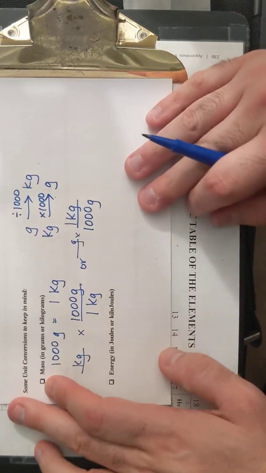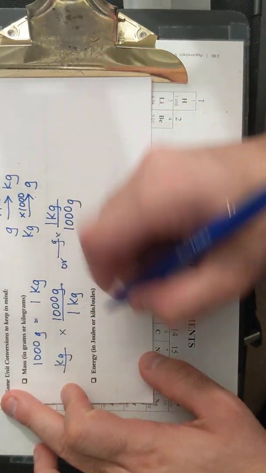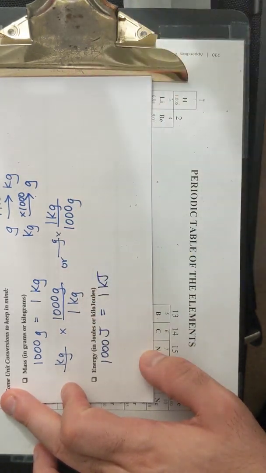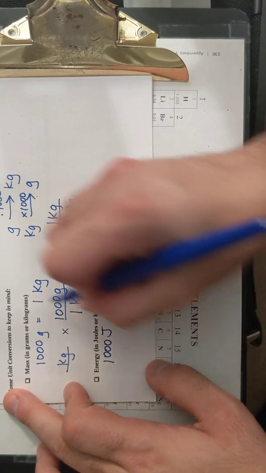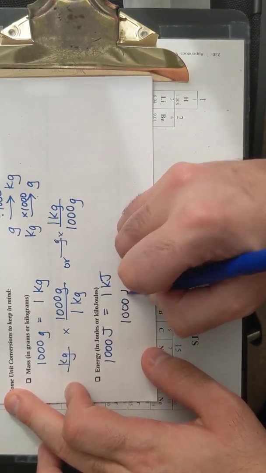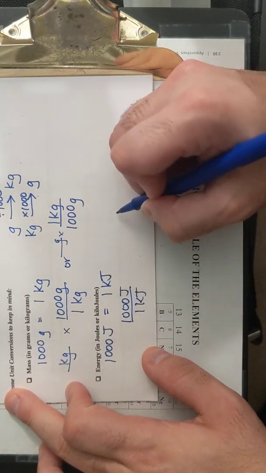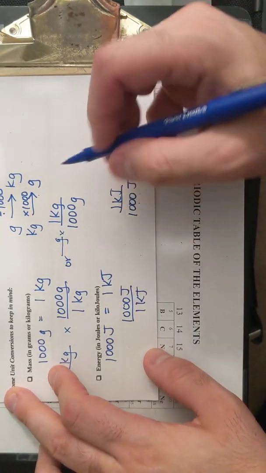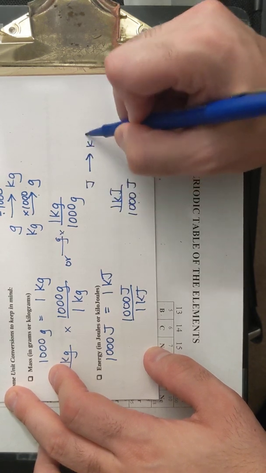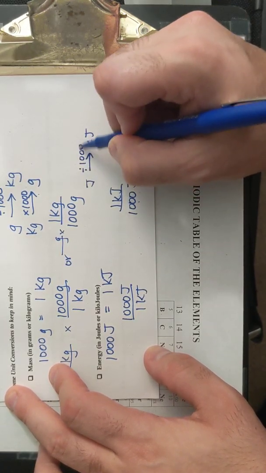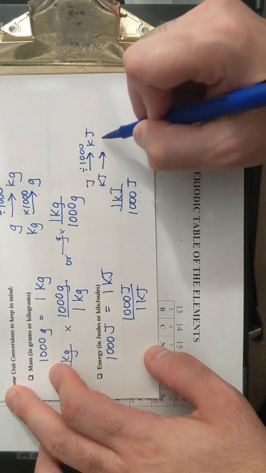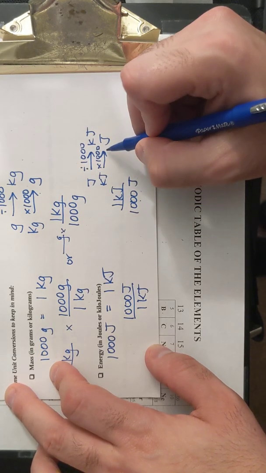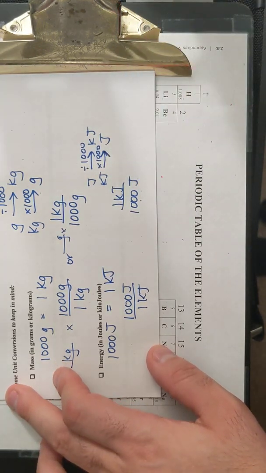Same thing with energy. Energy can be in joules or kilojoules, same idea. 1,000 joules is 1 kilojoule, so 1,000 joules over 1 kilojoule, or 1 kilojoule over 1,000 joules. If I want to go from joules to kilojoules, I divide by 1,000. If I want to go from kilojoules to joules, I multiply by 1,000. On the AP exam, they really don't care how you show your work as long as you have the proper units.